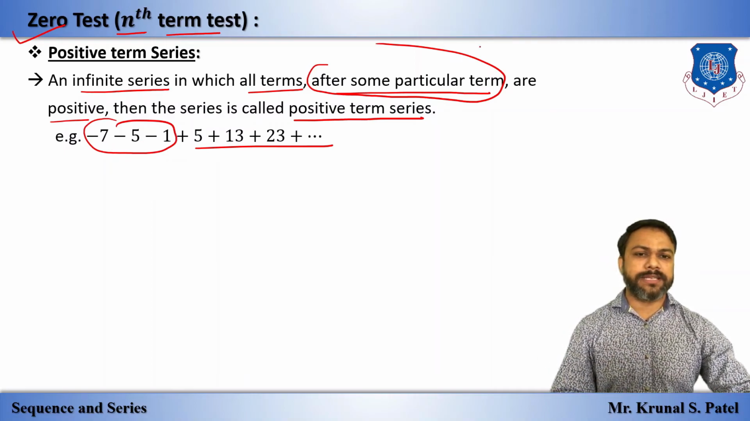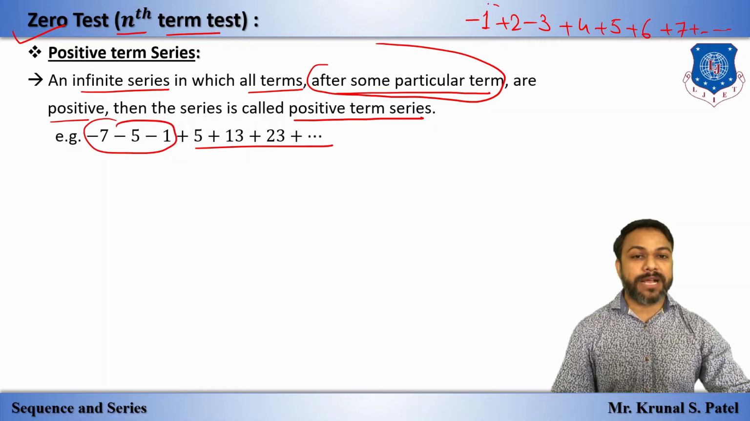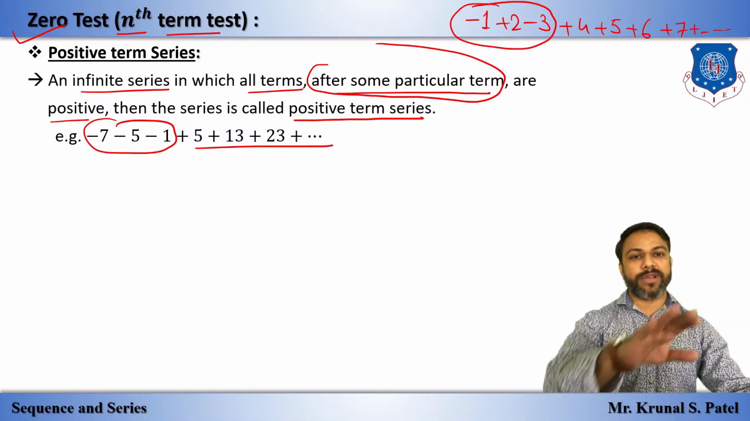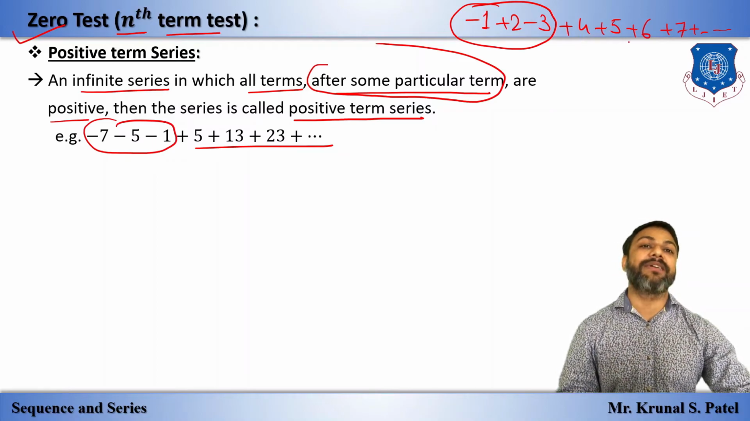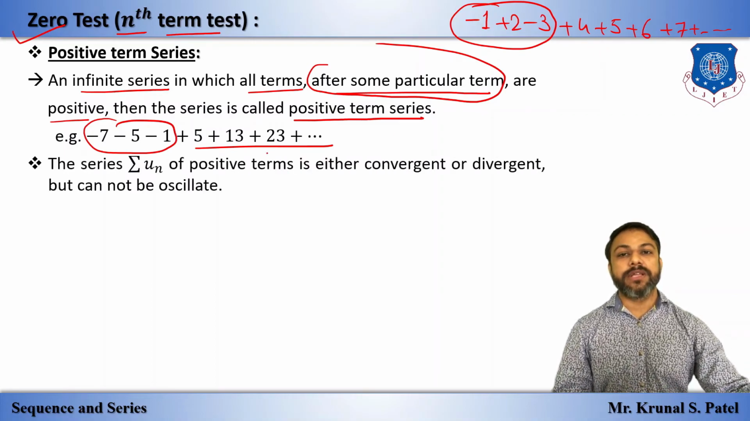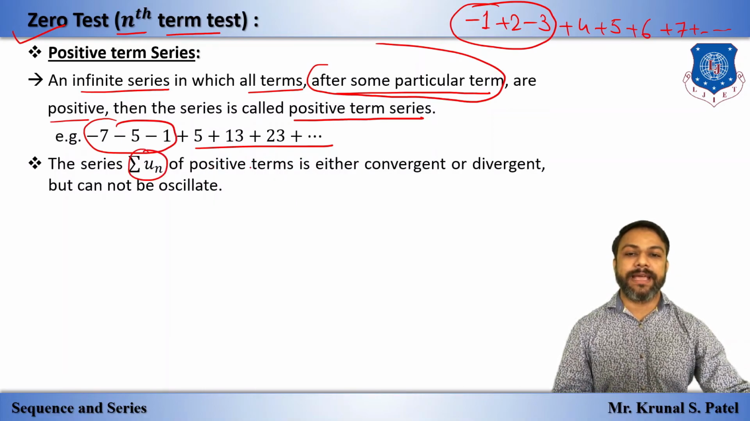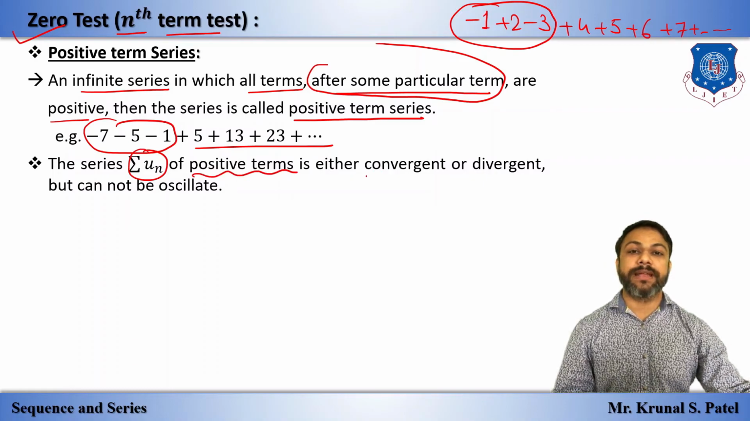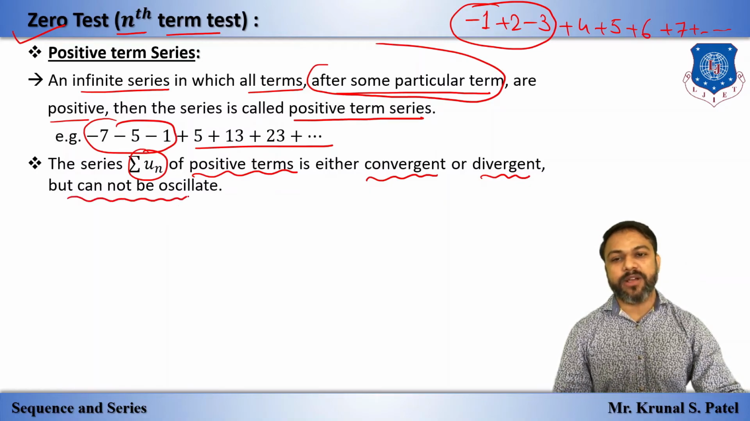You can say this series, minus 1 plus 2 minus 3 plus 4 plus 5 plus 6 plus 7 and so on, is also a positive series. After some particular term, we have to forget about the earlier terms because they are plus and minus, but after that each and every term is positive, so this series is known as a positive term series. And if sigma un is a positive term series, then it is either convergent or divergent because it cannot oscillate.